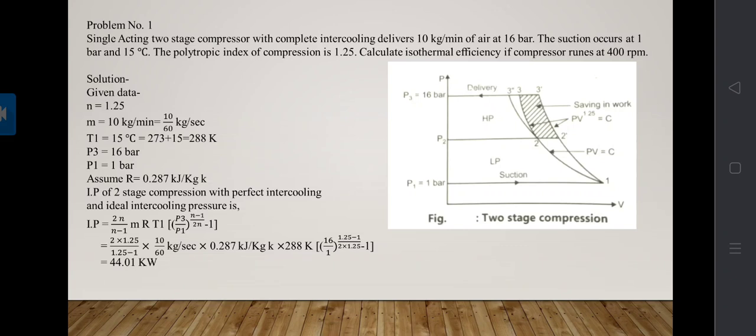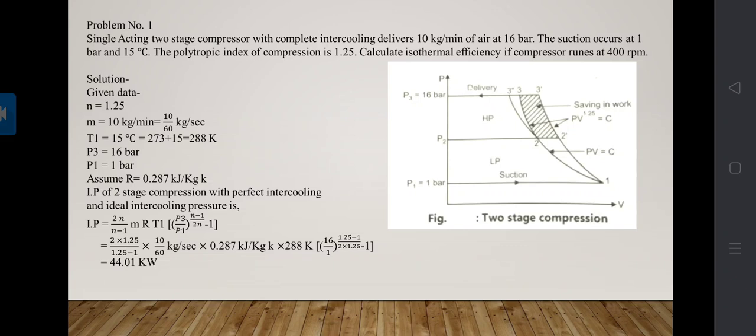Here PV is equal to constant for the isothermal process, and PV raised to n is equal to constant for the polytropic process. Here they have given the polytropic index value, that is 1.25, so we put this value here: PV raised to 1.25 is equal to constant. And the graph shown here is the work saving. This is all about the two-stage compression figure.